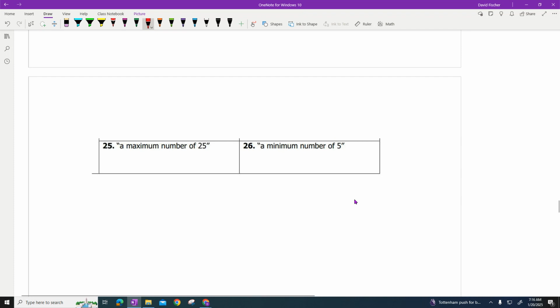A maximum of 25. The max number of 25, so that means 25 is over here, and we don't want to go over 25. 25 is our maximum. So I want the less than, everything less than 25. We don't want to go over 25, and can we have exactly 25? I do believe so, because it says a maximum of 25. So anything less than 25 and including 25 would work. And minimum means you have to be at least 5. So that's going to be a greater than. All these numbers on this side have to be more than or equal to 5.